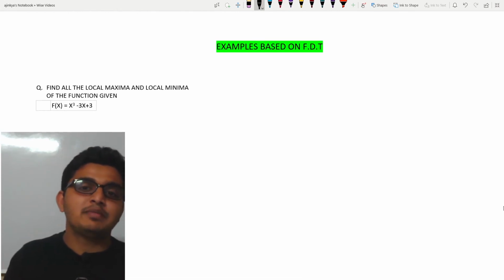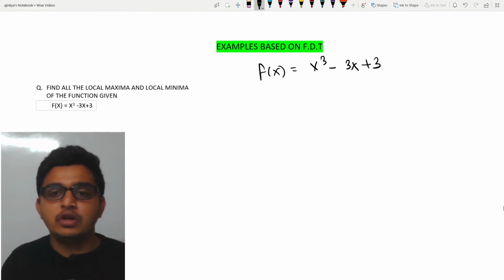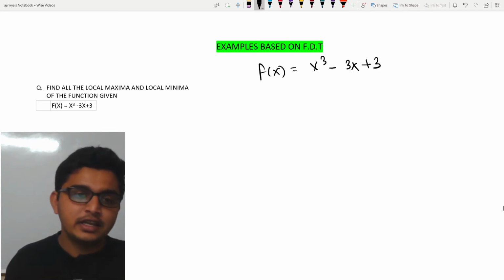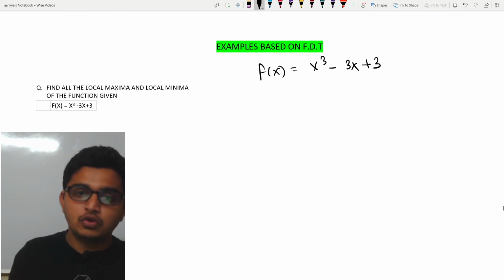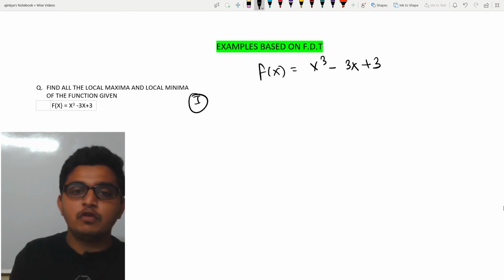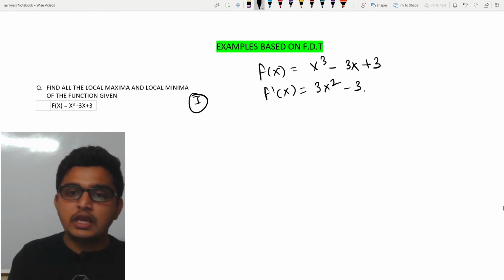So we have an example based on the first derivative test. The question is, f of x is x cube minus 3x plus 3. In this case, the function is directly given and we need to check what the local maxima and minima points are, and then find the values at those points when you insert them into the function. So the first step will always be f dash of x, which is going to be 3x square minus 3. Can you simplify it further?